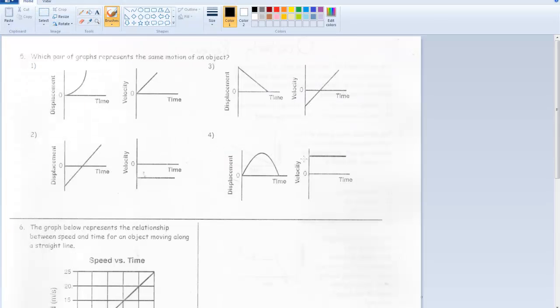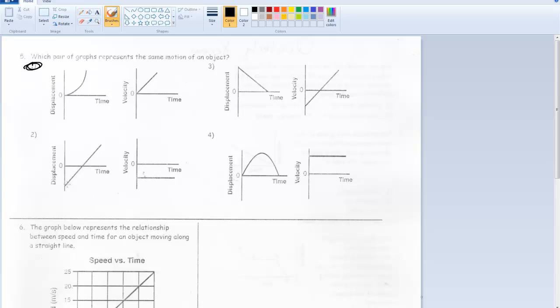So let's move on. So number five, which graph represents the same motion of an object? So in this case, we have distance, all right, displacement is increasing exponentially. The velocity is increasing linearly. This is constant acceleration. So the answer actually is this one. But let's look at the other one.